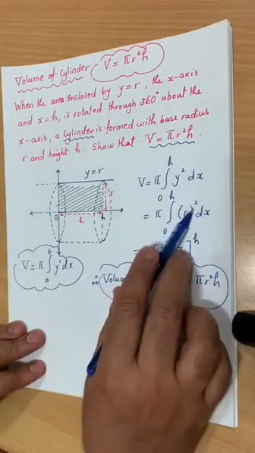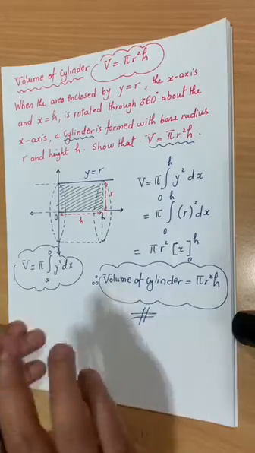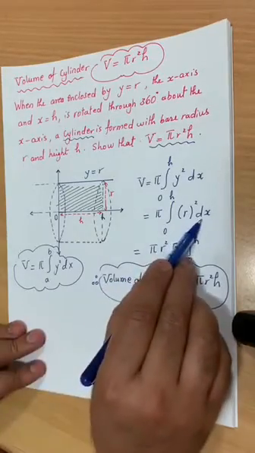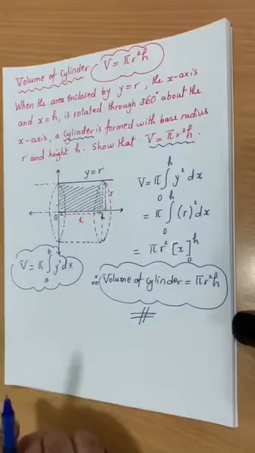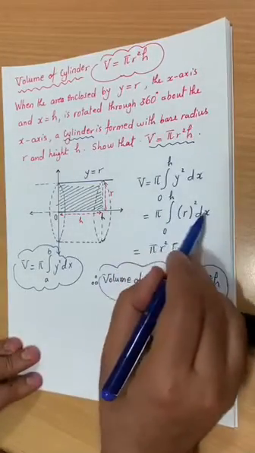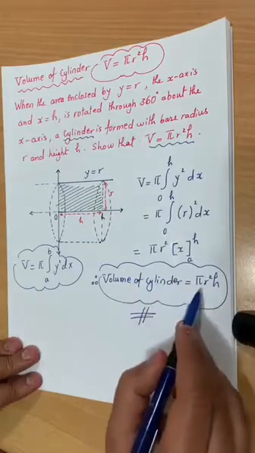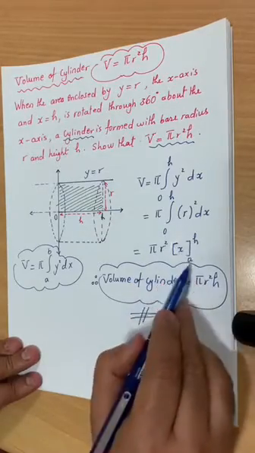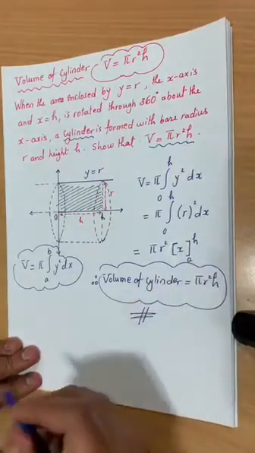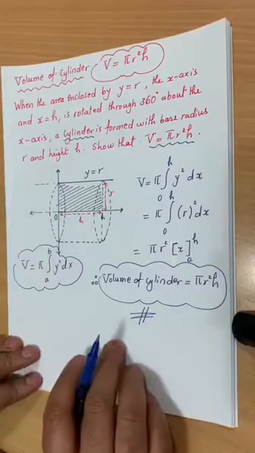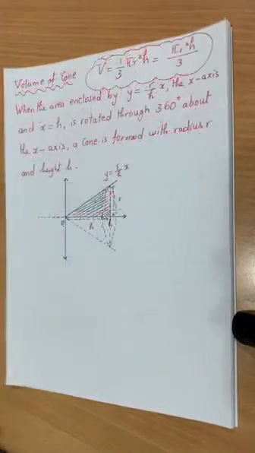R squared is a constant, you just keep it outside because it doesn't affect y, because you integrate with respect to x. Now integration of 1 with respect to x will give you x, and these are the limits. You keep the pi r squared outside and just replace the h. So 0 will give you nothing, so it's pi r squared h. It's proved. Now let's do the volume of the cone.